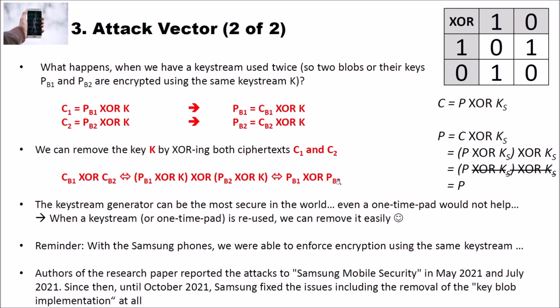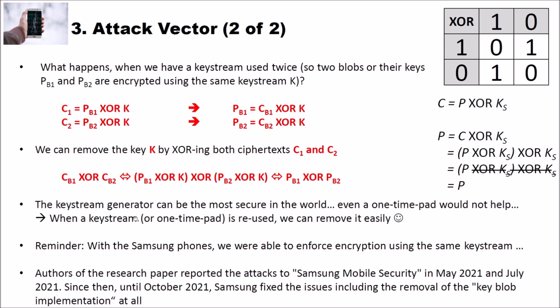Now we only need to generate a ciphertext where we know one of these two. So we generate a ciphertext where we know PB1, and if we know PB1, we can XOR this also on top of this last part here. So we remove PB1 and our result then is PB2. So basically we can get from each blob on the Android phone back the key, and this is really bad.